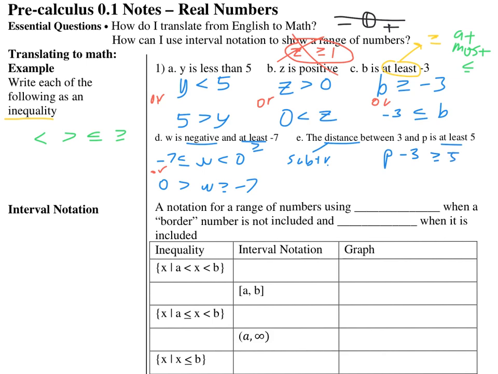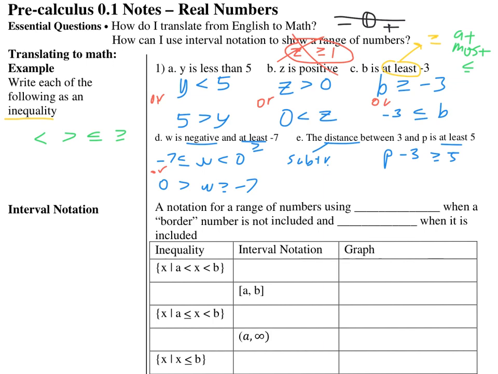But this actually isn't quite right yet. And the reason it's not right, like I said, if p was 10, this would work, right? 10 minus 3 is greater than or equal to 5. But if p was a big negative number, like negative 5, minus 3 is not greater than or equal to 5. But the distance is at least 5, if you think about that on the number line.